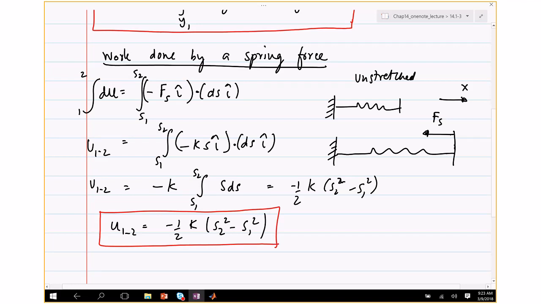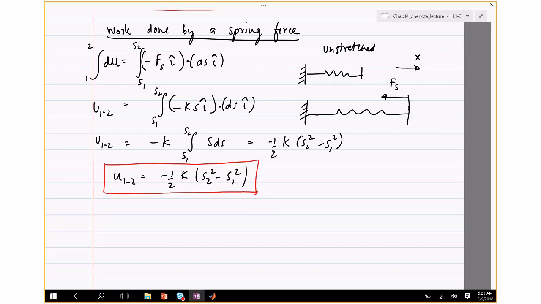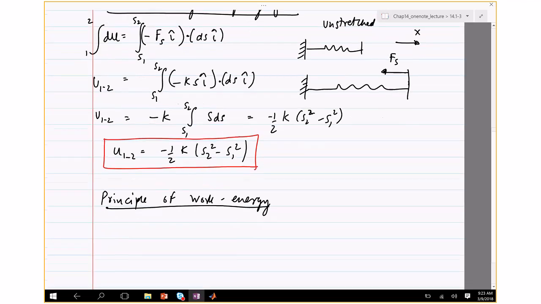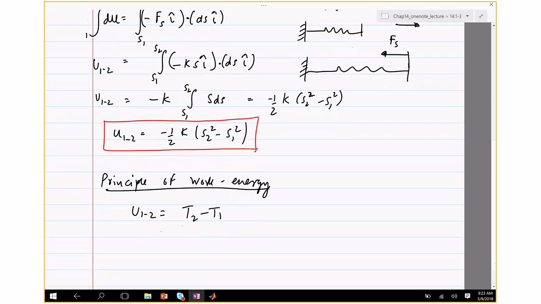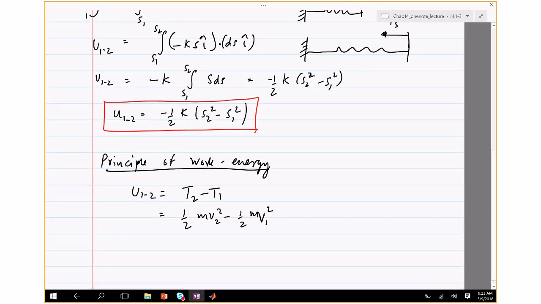Okay, the final thing before we start solving problems is something called the principle of work and energy, and this will be used to solve problems. It states that the work done, which you compute for spring, gravity, I've given you the expression, is always equal to the change in kinetic energy, which is half m v2 square minus half m v1 square. And that's always true.